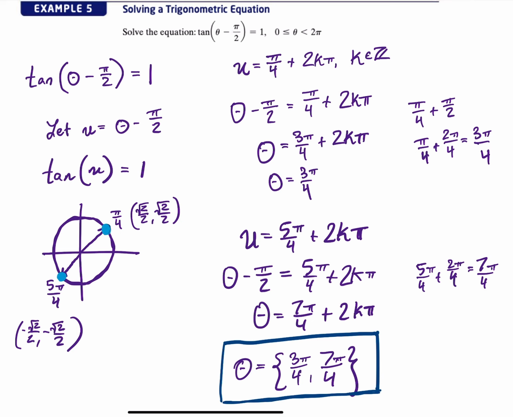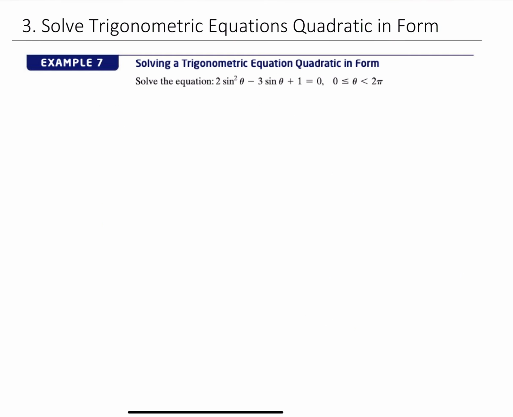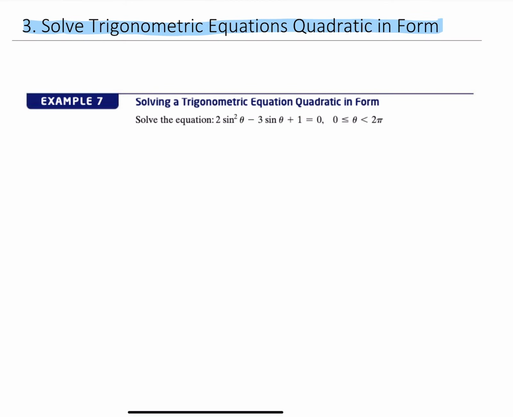Okay, our next section is on solving trig equations that are in quadratic form. So we'll see what that means. So let's recall a quadratic is something in the form ax squared plus bx plus c equals 0. And notice we have a squared term and a term to the first power, and maybe there's some coefficients, maybe some constant term.